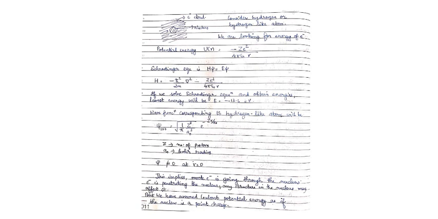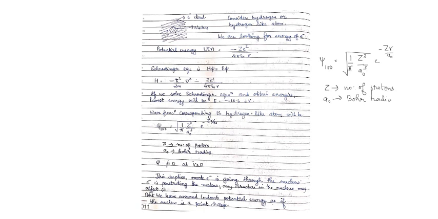So if you are considering this expression, psi 100 is root of 1 by pi Z cube by a naught cube e raised to minus Zr by a naught. Here Z is the number of protons and a naught is nothing but your Bohr radius.